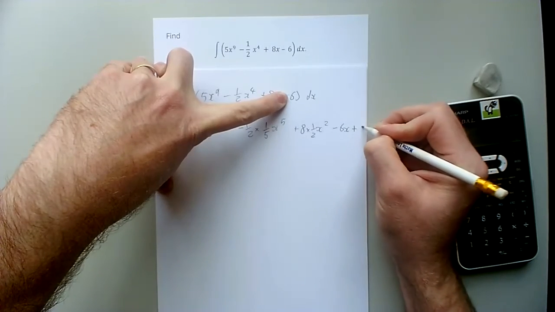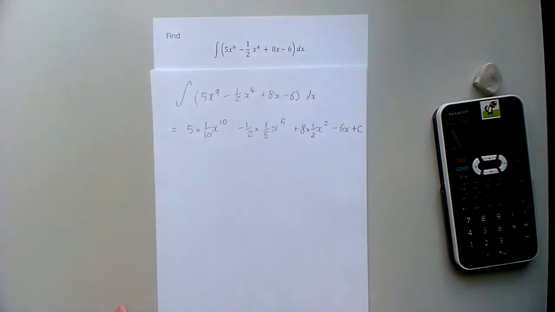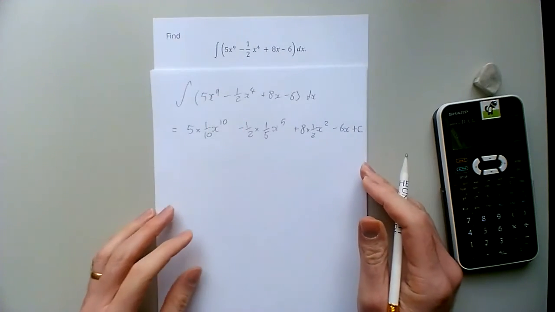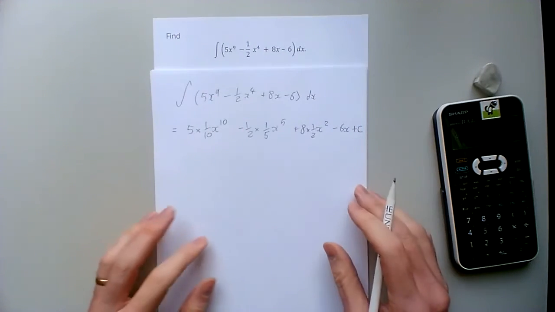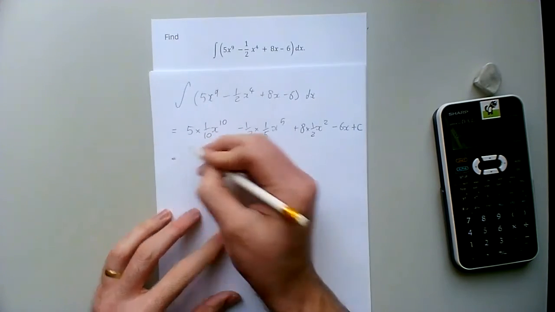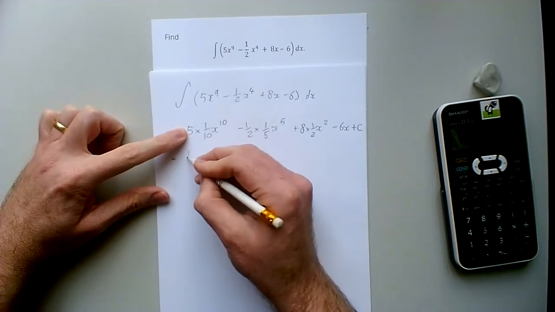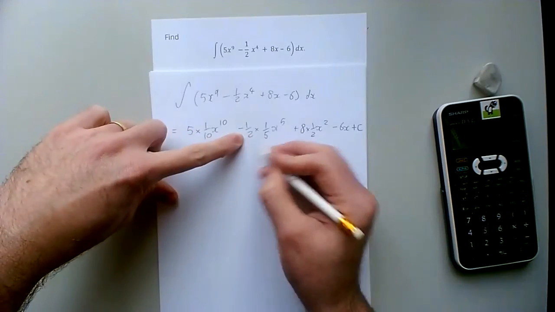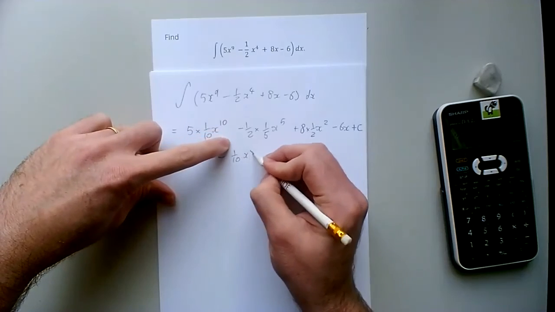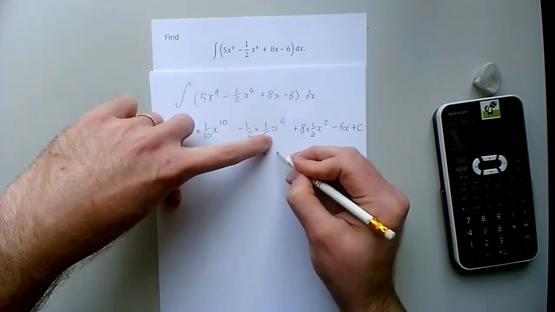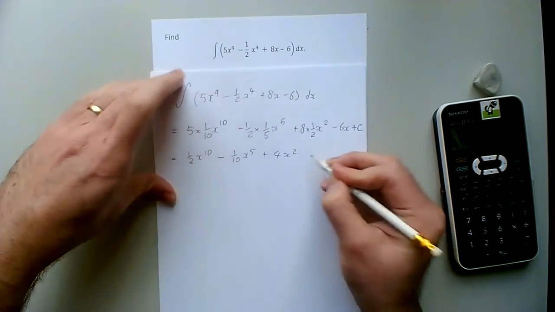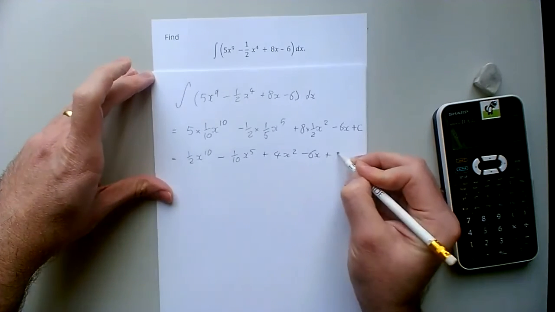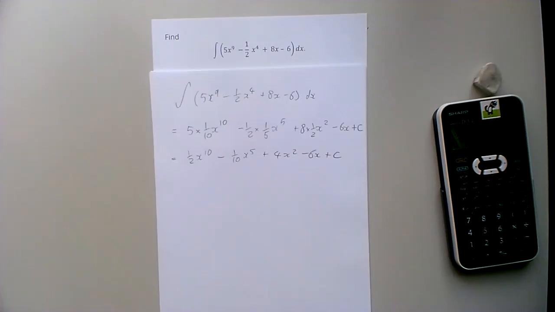And then there might be a plus c on the end, because anything that differentiates to give this answer will do, and all constants will differentiate to give 0. So 5/10 is the same as a half, x^10. Half times that's a 10th, x^5. 8 divided by 2 is 4x^2, minus 6x, plus c. And that's the integral.